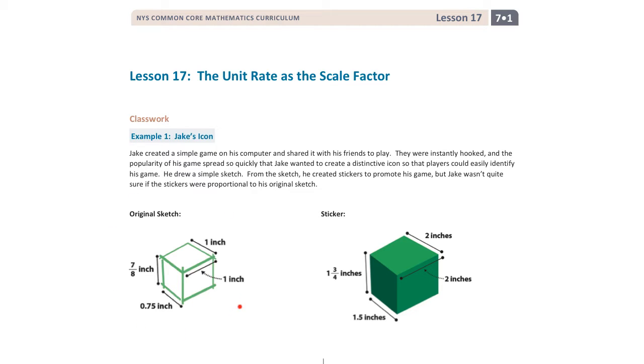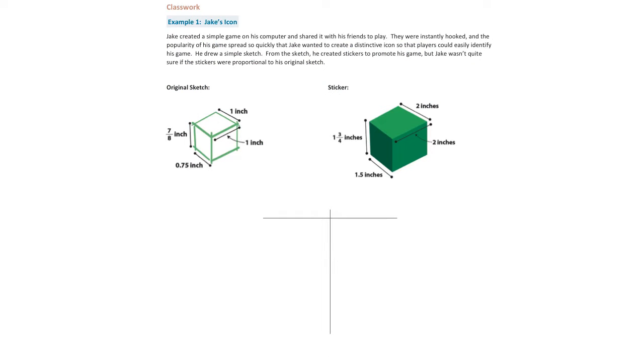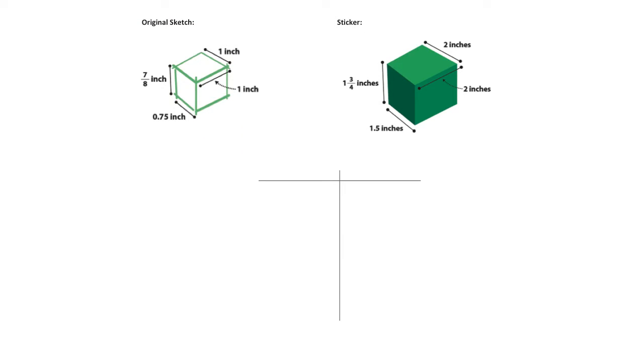Over here, we have our original, and then we have the sticker that he created. We can obviously see that our original sketch is smaller than the sticker. So we would call our sticker the enlargement. Because these images are two different sizes, we want to check the proportionality of these two images. To do that, we're going to measure the corresponding lengths and check to see if they all have the same constant of proportionality. All right, let's set up our table.